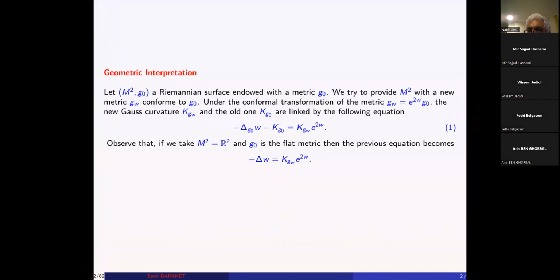The problem we will deal with today arises essentially from geometry and physics. More precisely, if we consider some Riemannian surface endowed with its metric g0, we want to find a new metric gw conformal to g0. Conformal means that gw can be written as a positive function multiplied by the old metric g0. The new and old Gauss curvatures are linked by equation 1. In equation 1, minus Laplacian g0 is the Beltrami Laplacian, and K_g0 and K_gw are respectively the Gauss curvature with respect to g0 and gw.